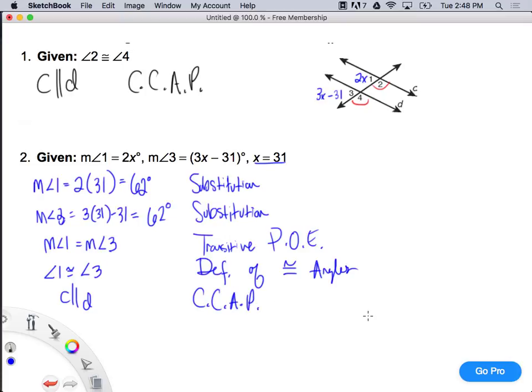Will it ever be just the corresponding angles postulate? If they're asking, hey, these two lines are parallel, prove that the two angles are congruent, then angle 1 and angle 3 are congruent because of the corresponding angles postulate. If you're asked to prove the angles are congruent, you use the regular one. But if you're proving the lines are parallel, you're always using the converse. That was a very good question, sir. Any questions about that?